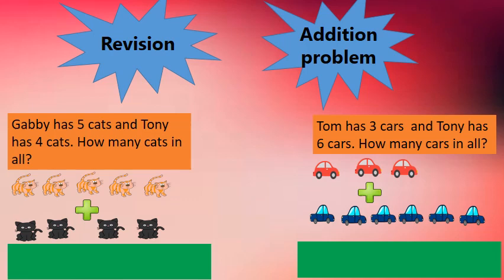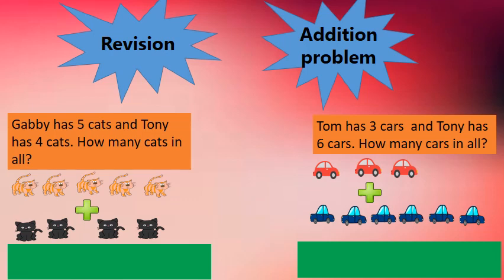Gabby has 5 cats and Tony has 4 cats. How many cats in all? So how are you going to solve that? You just need to add together the two given numbers. What are the two given numbers? We have 5 and 4. So for each number, there's a representation picture in here. So you just need to add all of them together.